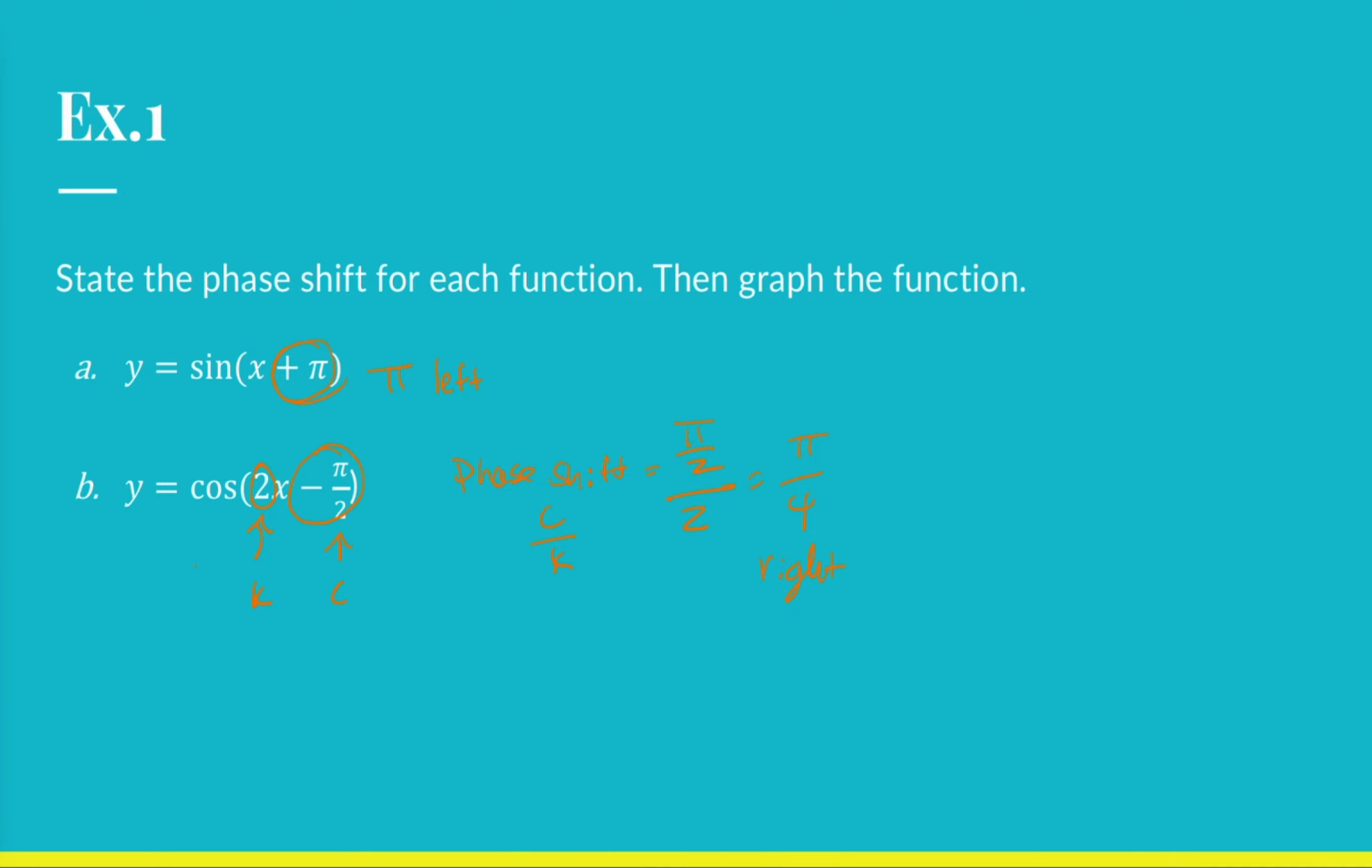We could also write this function as 2 times x minus pi over 4. Then here is your k, and here is your phase shift.